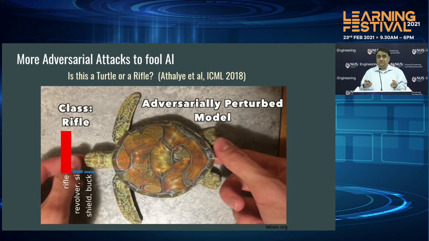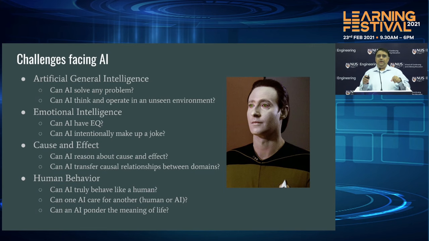So I gave you a couple of examples. Let me try to wrap up by saying some of the challenges facing AI. The main challenge facing AI is artificial general intelligence. So can AI solve any problem? What I mean by that, again, is, for example, I could train a language model to be a chatbot or to do question answering.